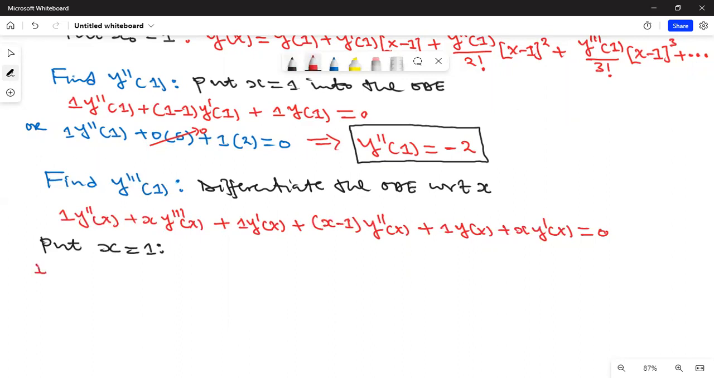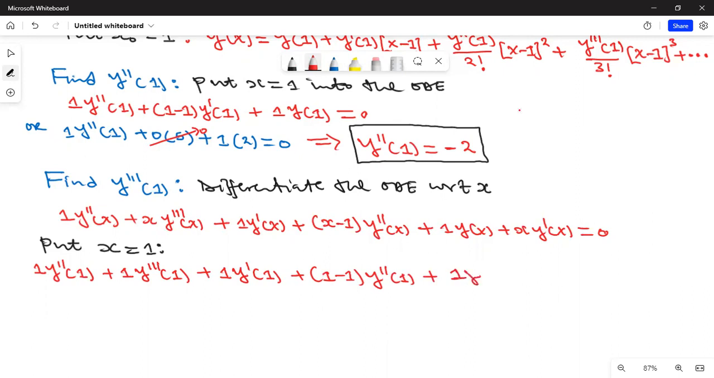It will now be 1 times y double prime of 1, plus 1 times y third prime of 1, plus 1 times y prime of 1, plus 1 minus 1 times y double prime of 1, plus 1 times y of 1, that is y of 1, plus 1 times y prime of 1. That should give us 0.